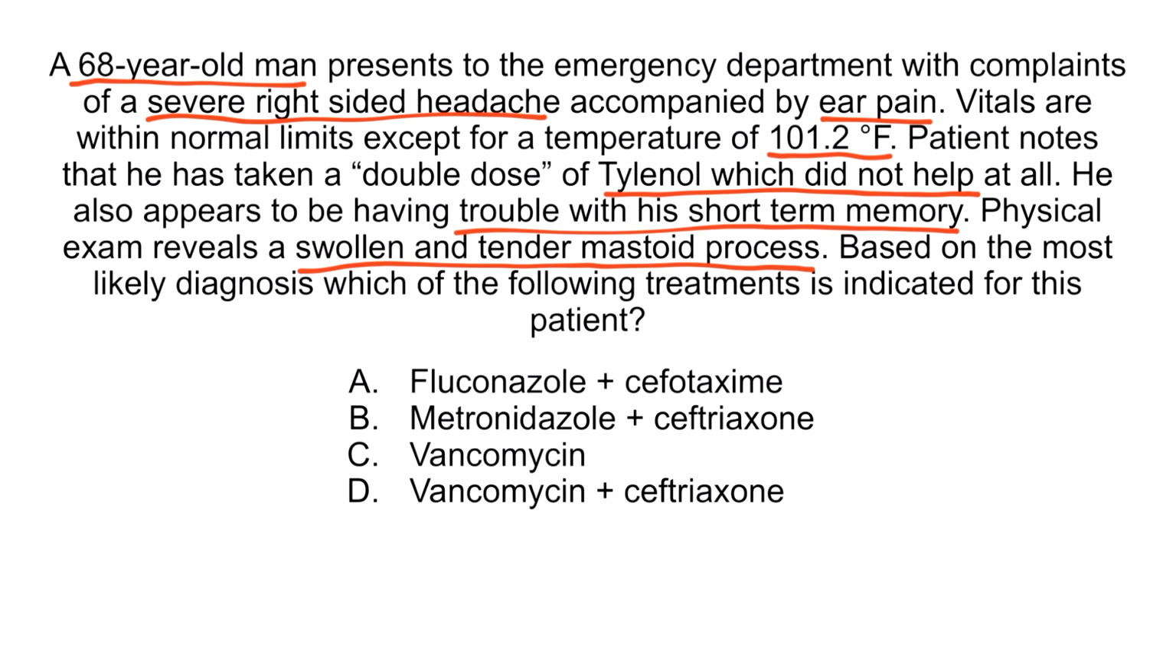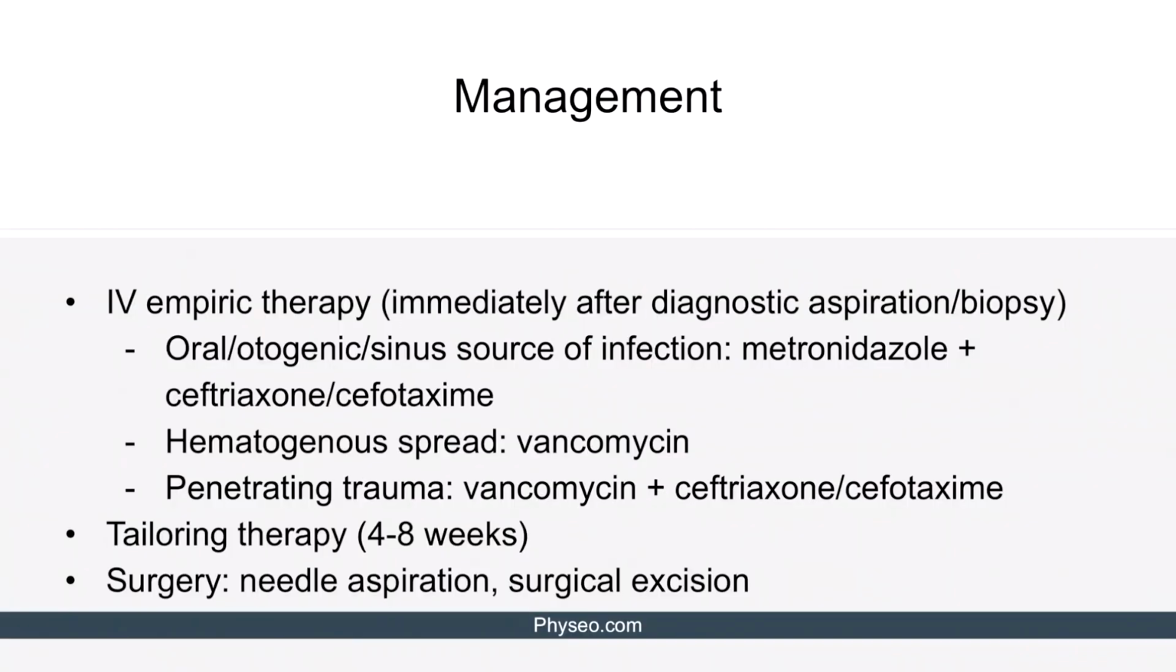So this presentation, especially paired with the finding of short-term memory loss and a swollen tender mastoid process, should make you think of a brain abscess most likely caused by what type of spread? Direct spread. It's direct spread of the bacteria from the patient's mastoiditis. So if we go back to this management slide, the empiric therapy for a brain abscess differs based on the bacterial route of entry into the brain parenchyma. So in this case, the bacteria likely spread to the brain from the mastoid. So we're going to choose that top option, metronidazole plus ceftriaxone or cefotaxime.